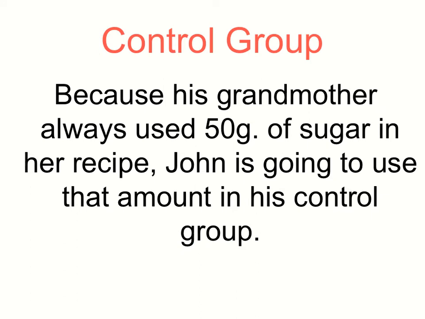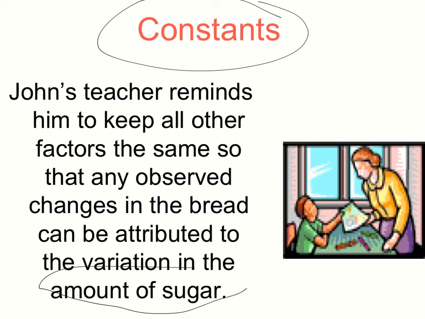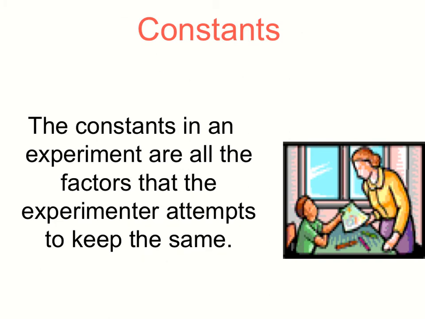And as I stated earlier, since his grandma normally used 50 grams of sugar in a recipe, that's what's going to be his starting control group. So he's going to have sugar with less and more than his grandma's recipe, and he'll continue to compare it to his grandma's original recipe. That's a control group. The teacher reminds him, you got to keep things constant, so control. Everything has to be the same. The only difference is the amount of sugar in the recipe. Every other thing you should try to keep the same for every loaf of bread. And that's what John tries to do.